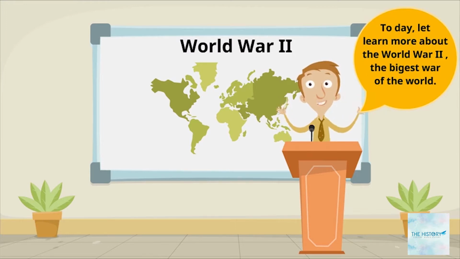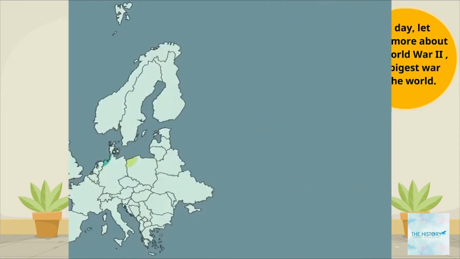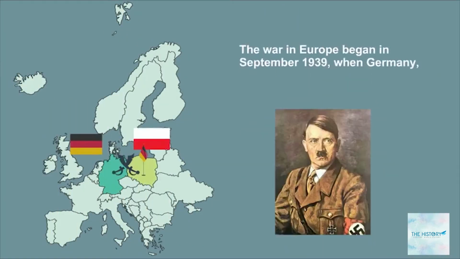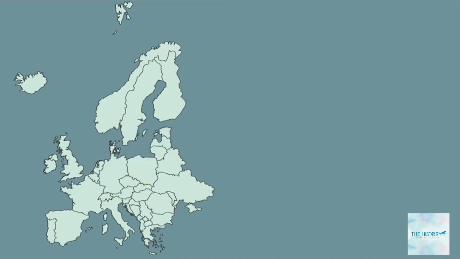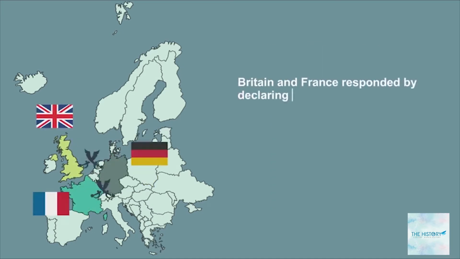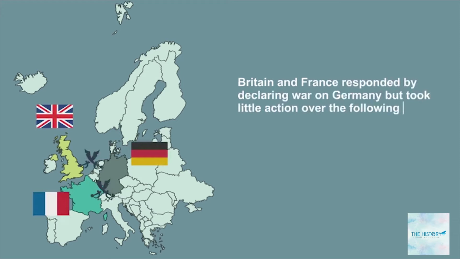Today, let's learn more about World War II, the biggest war of the world. The war in Europe began in September 1939, when Germany, under Chancellor Adolf Hitler, invaded Poland. Britain and France responded by declaring war on Germany but took little action over the following months.